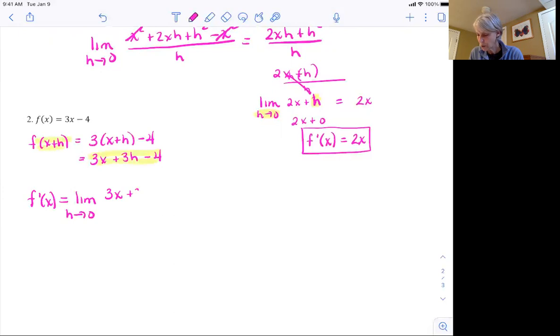3x plus 3h minus 4. Now I'm going to subtract f of x. Okay. And if you want to save a step, you know you're subtracting a quantity. So I'm just going to negate each term when I put it there. Just saves me one step of simplifying or writing. All over h. f of x plus h minus f of x over h. You're always going to get a 0 in the denominator, so you should always work on cleaning up the numerator.